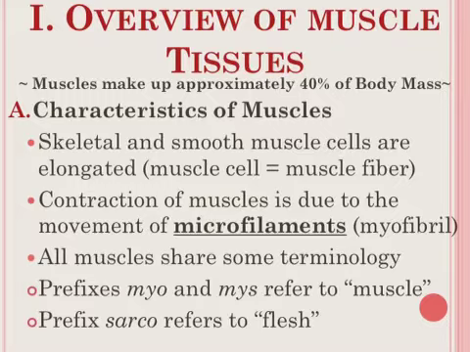So today we're just doing the overview of muscle tissues. Muscles make up approximately 40% of your entire body mass, so almost half of your body is made up of muscles.